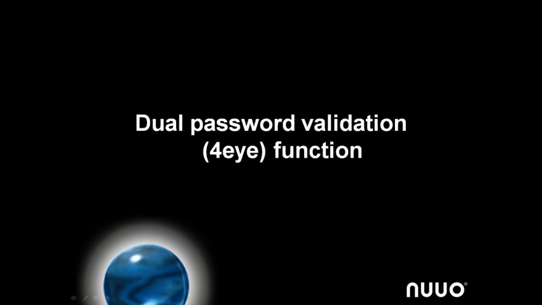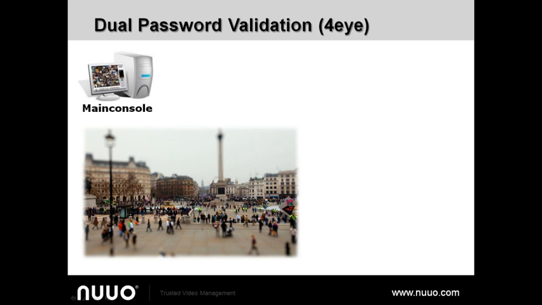Okay, let's go to the second topic. In this topic, I will introduce the Mainconsole dual password validation function. This function is added in Mainconsole 5.0 version or above. So why do we need the dual password validation function?